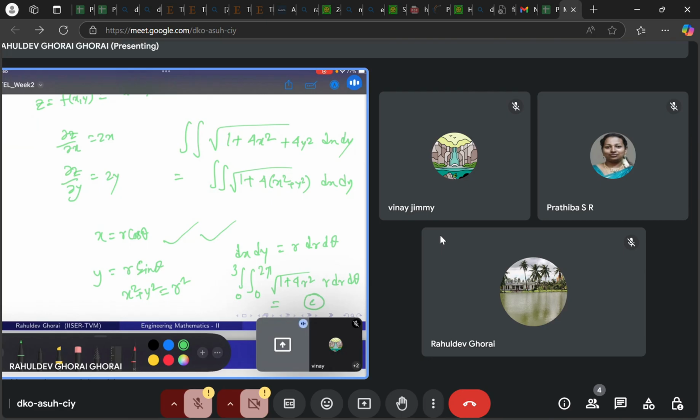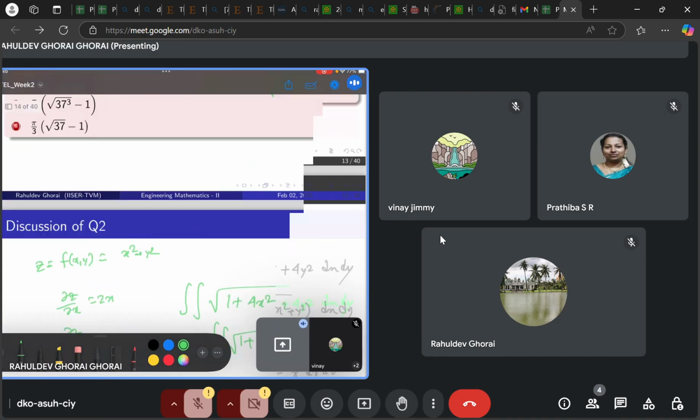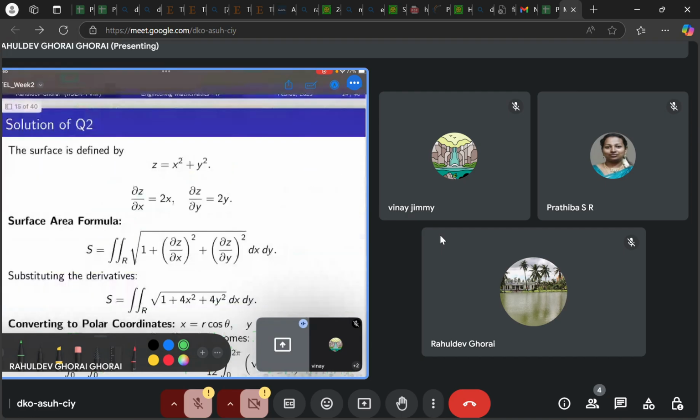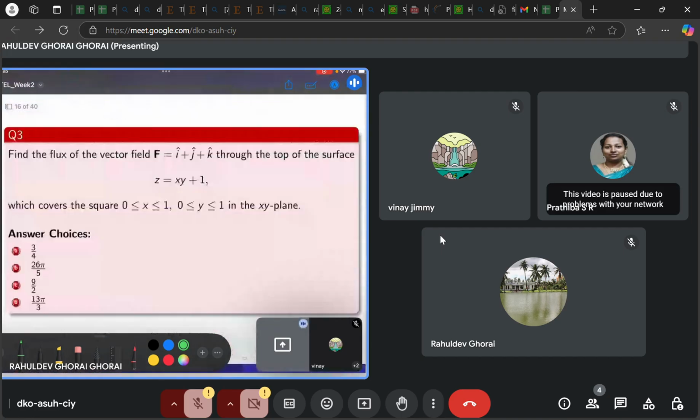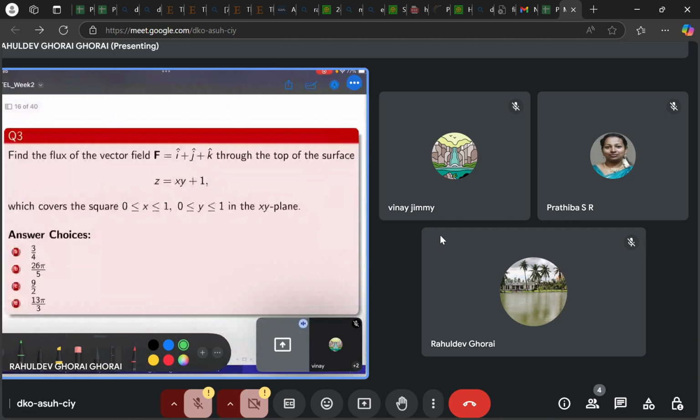You will see 3 square is 9, 9 times 4 is 36, and plus 1 is 37. So the square root of 37 to the power 3 over 2, that type of thing you will see. So you will see the answer will be C. Okay, option C will be the answer. Yeah, the answer is also given. I will put all these things in the Google Drive link, and then you see this, the question 3.